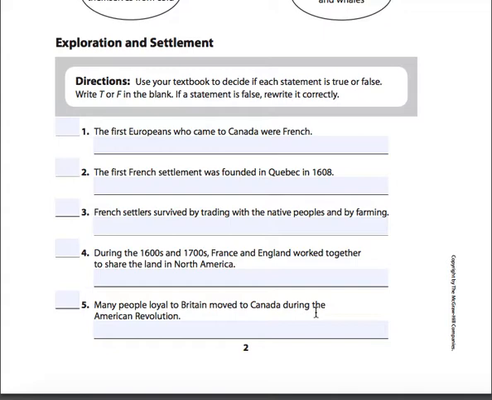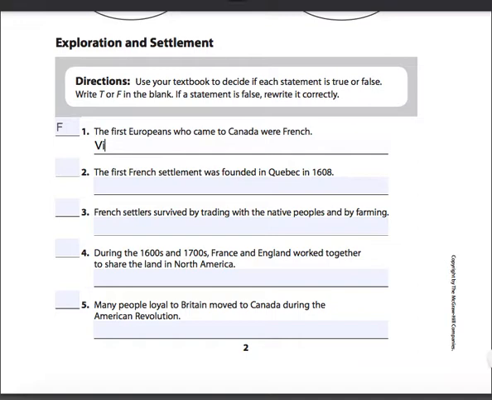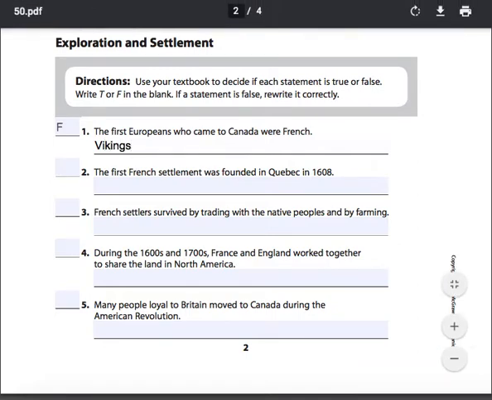They began their travels around AD 1000 and settled in southern Newfoundland. They soon abandoned their settlement and left. However, more than 500 years later, other Europeans came to the Americas. Number one, the first Europeans who came to Canada were French. We would say that that is false, that they were Vikings. Number two says the French settlement was founded in Quebec.